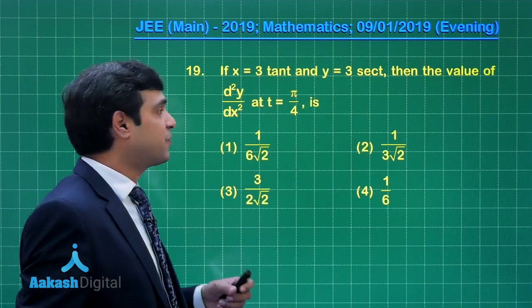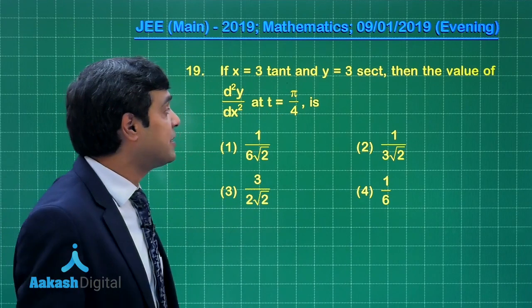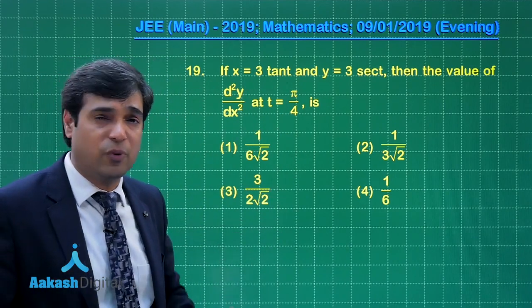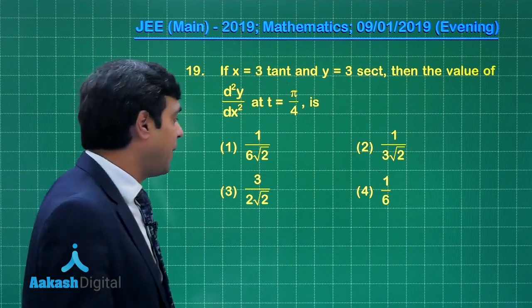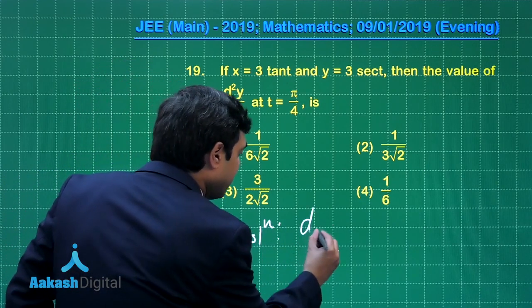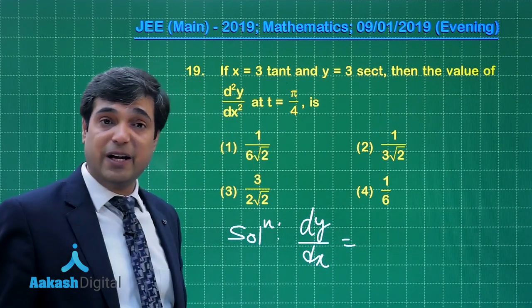Let's consider the next question of this paper. If x equals 3 tan t and y equals 3 sec t, we have to find the second derivative at t equals pi by 4. A simple question involving parametric form. Let's start it. We can write dy by dx is dy by dt upon dx by dt.